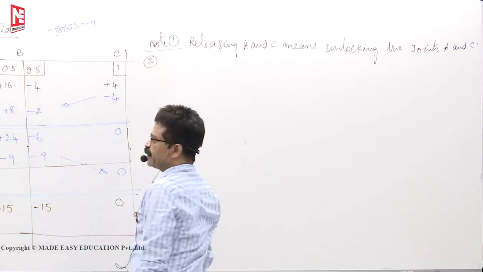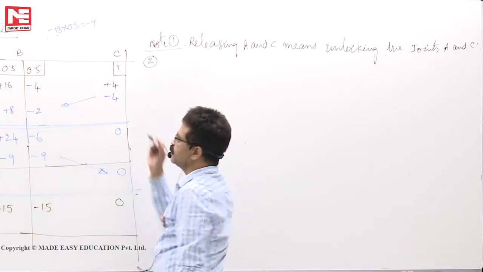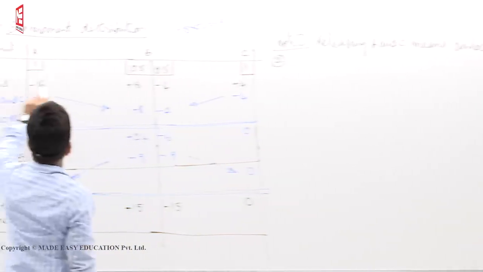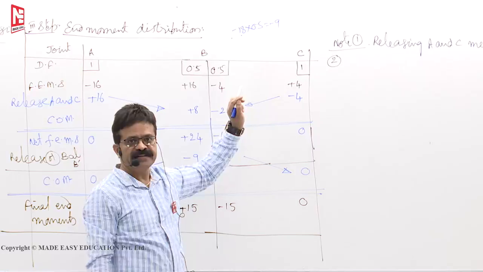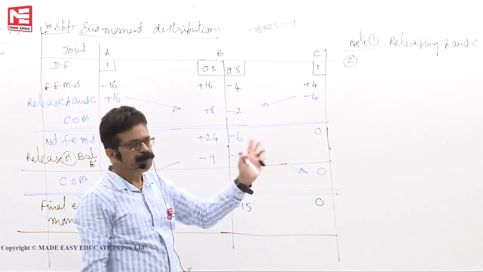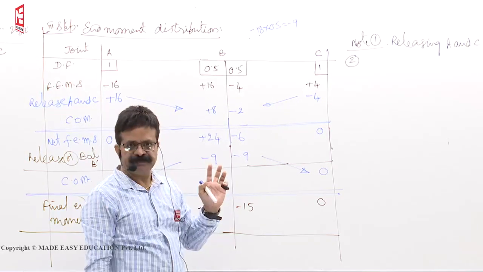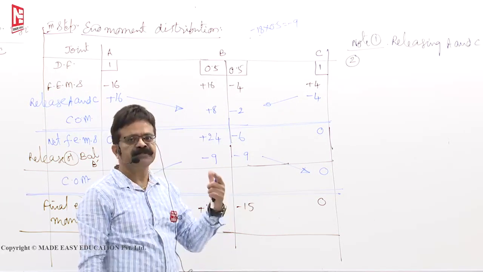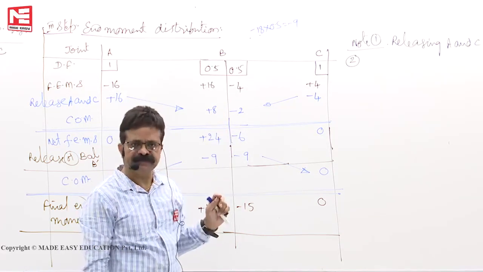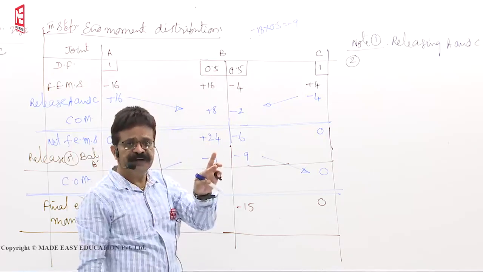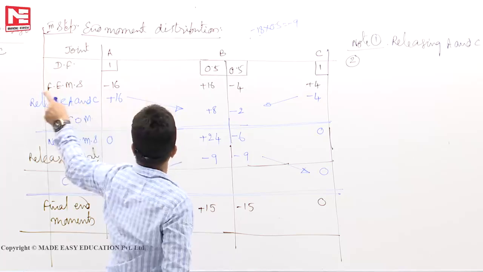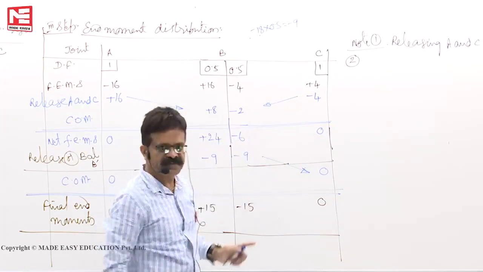Next, second point. The entire process I will write. In this end moment distribution, your first task is fixing all the joints except the free end. What happens when the far end is free? That means it behaves like a cantilever beam. In cantilever beams, axial force, shear force, bending moment, everything is known to us. We don't have to unnecessarily fix it and release it and waste our time. So, except the free end, all other joints you have to fix, lock them, and find the fixed end moments. That is the first step.